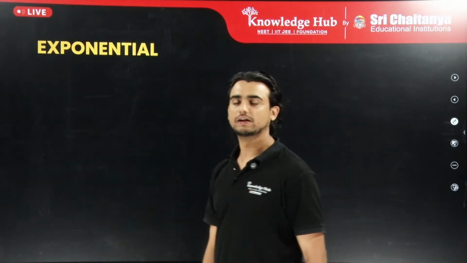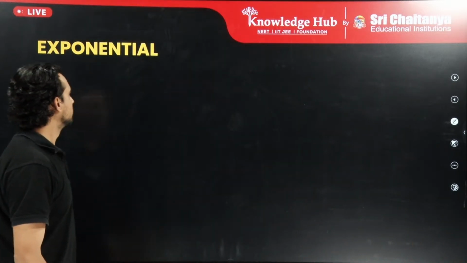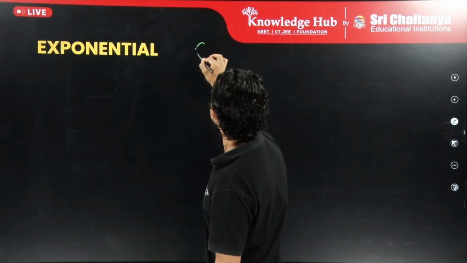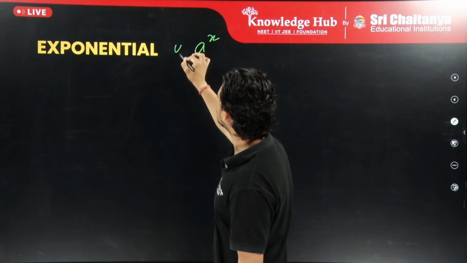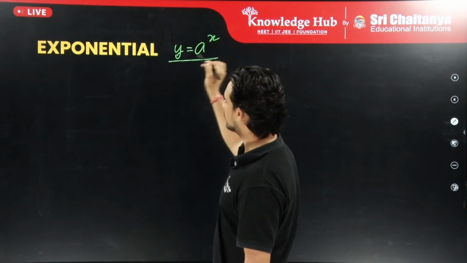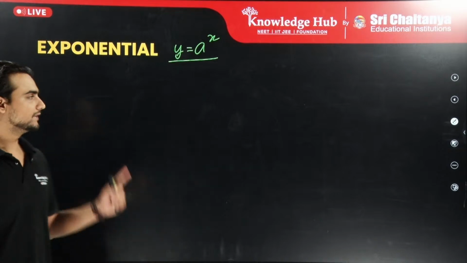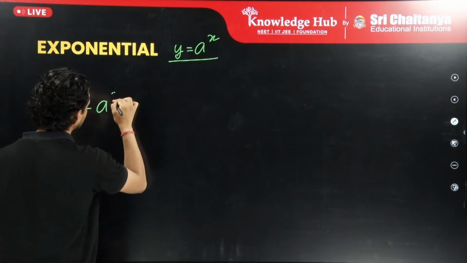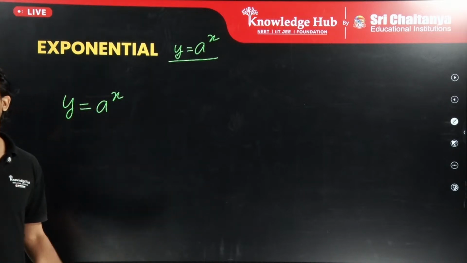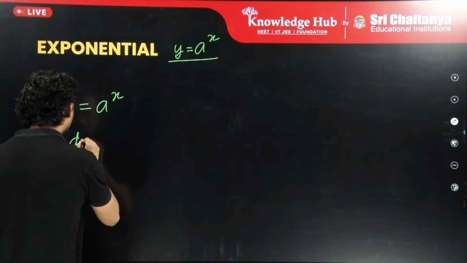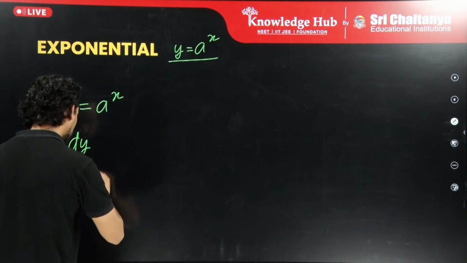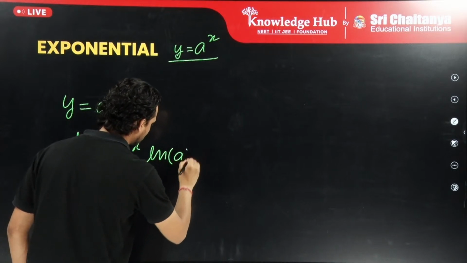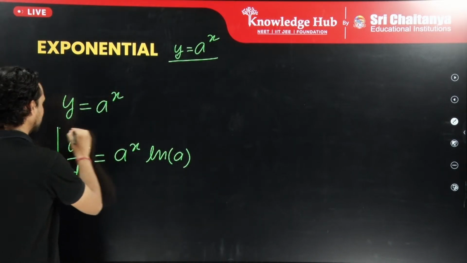Let's move on. Exponential function. So what are exponential functions? Any function of the form a raised to x is known as an exponential function. Now what is the derivative of exponential functions? So y equals a raised to x. The derivative of a raised to x is dy by dx equal to a raised to x ln a. A raised to x ln a.